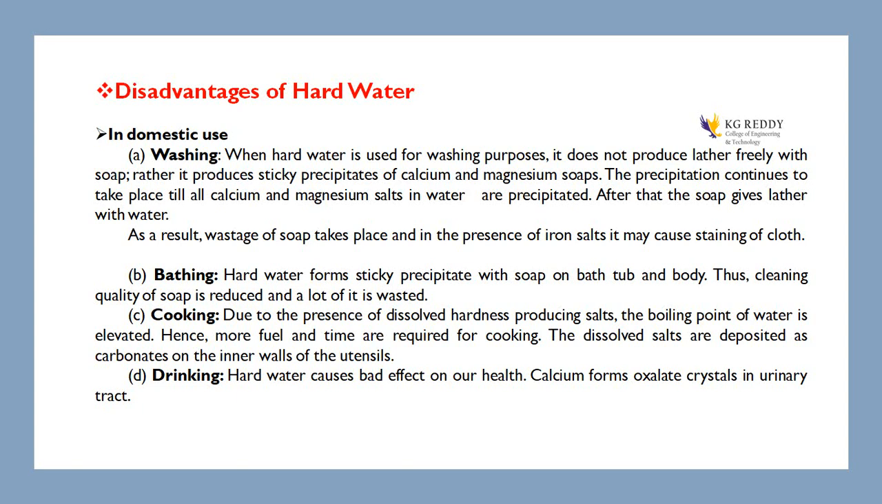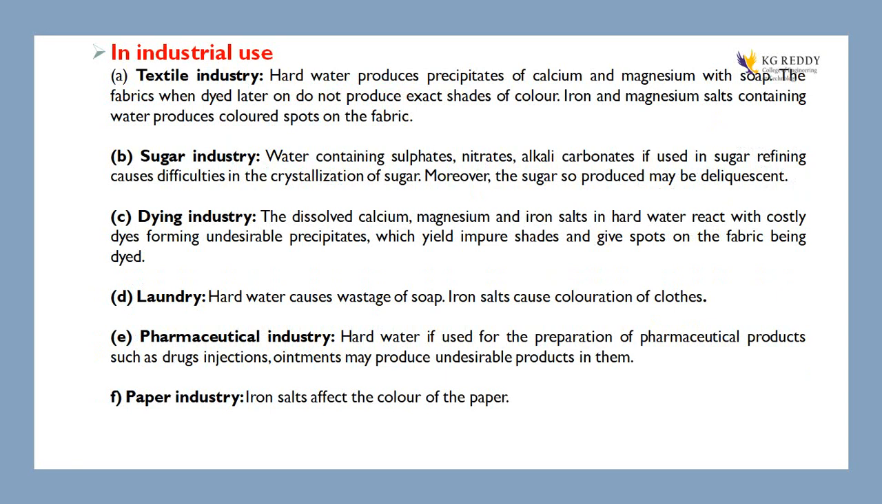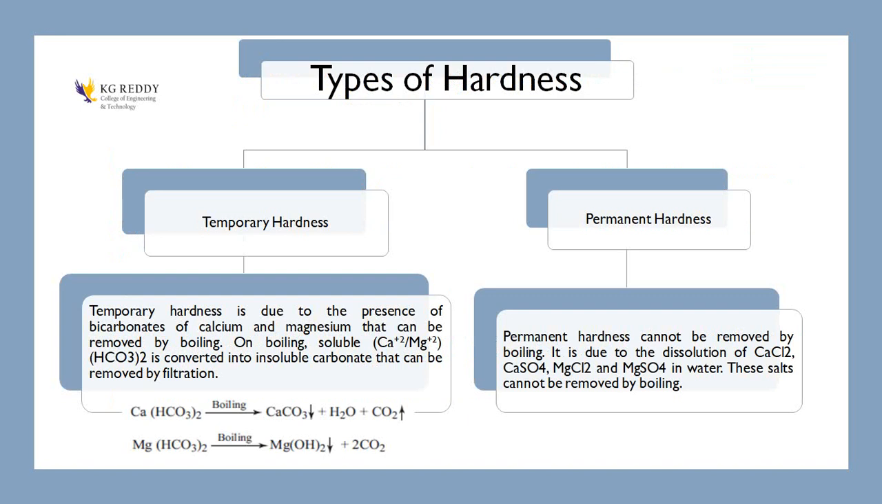For drinking purpose, hard water causes bad effects on our health, right? Calcium forms oxalate crystals in urinary tracts, so you'll get diseases, kidney problems, if you use hard water. Then industrial uses: textile industries, sugar industries, dyeing industries, laundry, pharmaceutical industries, and paper industry. We can use soft water to avoid this. This is about the types of hardness.